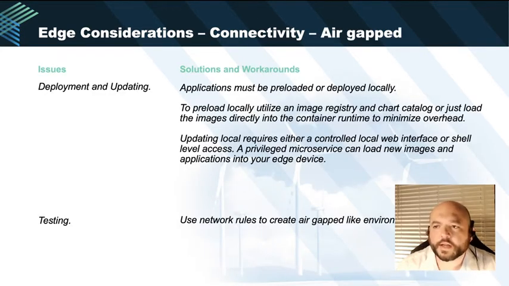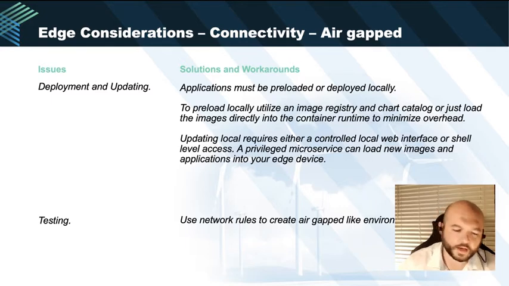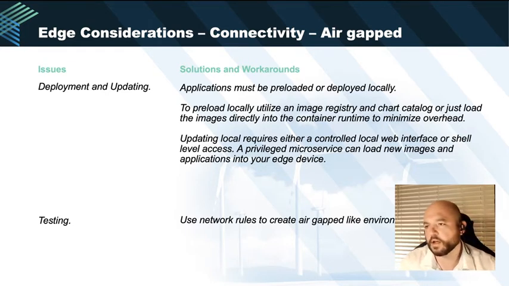So for deployment and updating in an air-gapped environment, you can preload the images locally by either running a Docker registry or some kind of registry and ChartMuseum, or loading them on the device prior to shipment. And importing, so K3s allows you on startup to load images and manifests or Helm charts directly into the system. You could also use a microservice to allow people to upload it through a web interface. But in the end, it's still going to have to go to either a local registry or get loaded directly into your container runtime, like containerd or Docker both support.